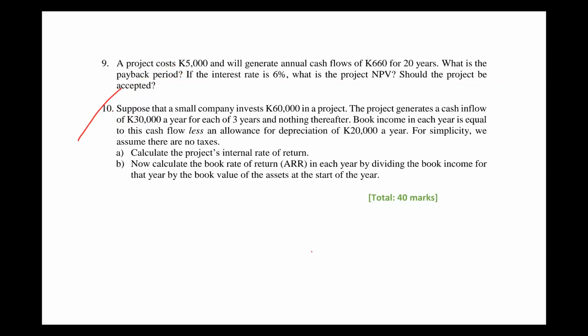Question number 10 is reading, suppose that a small company invests 60,000 in a project. So the project generates a cash inflow of 30,000 a year for each of 3 years and nothing thereafter. Book income in each year is equal to this cash flow less an allowance for depreciation of 20,000 a year. For simplicity, we assume there are no taxes. We are to calculate the project's internal rate of return.